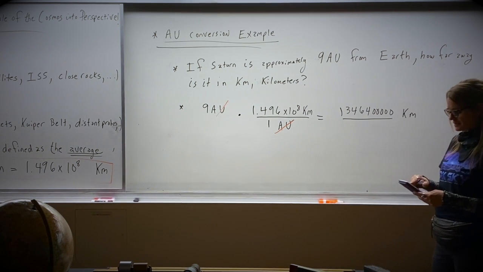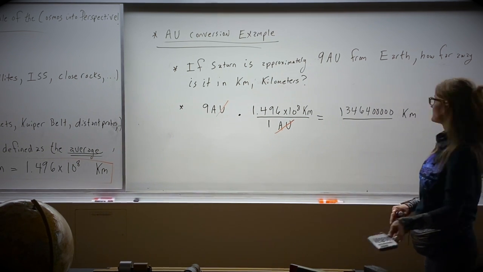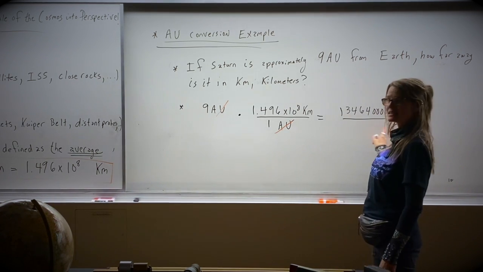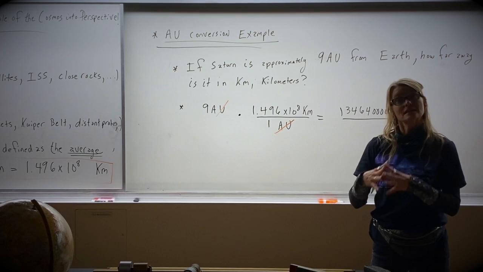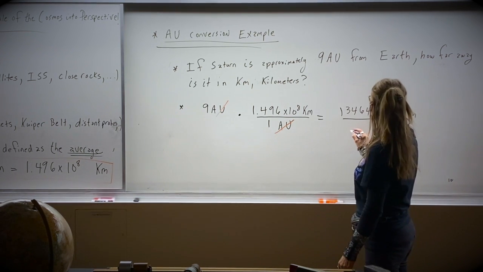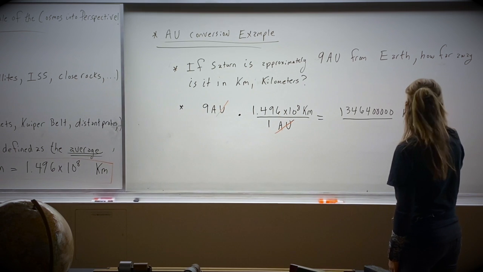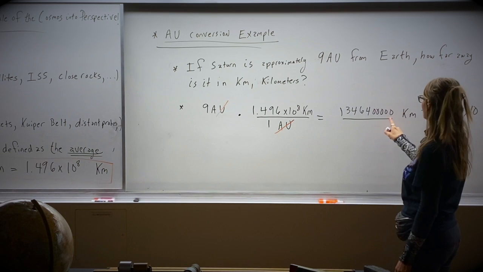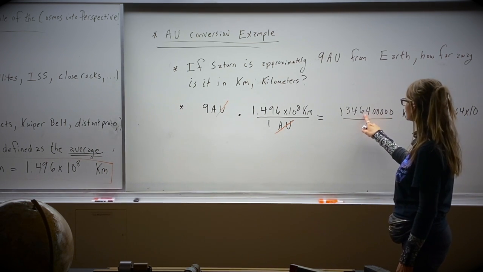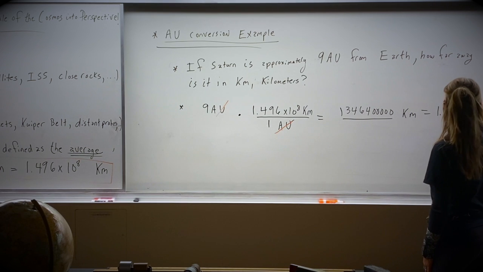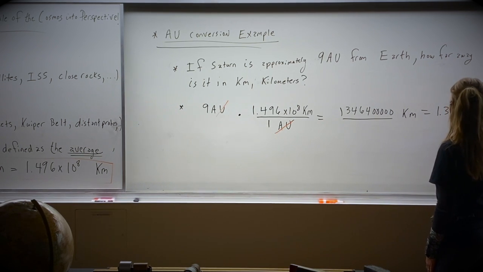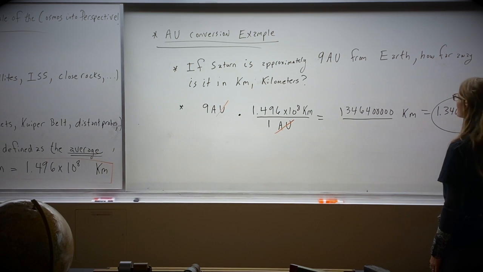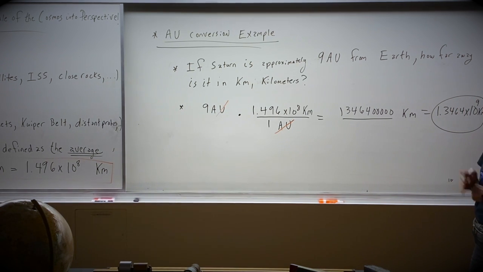So you can see the utility in scientific notation, because it's easy to lose some of these numbers when they get big. So I'm going to express this as 1.3464 times 10 to the power of 9 kilometers. And that's a better way of representing that number. That's how we would do the conversion. So that's on average how many kilometers away Saturn is from Earth.